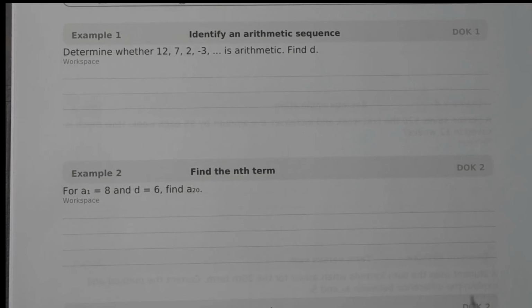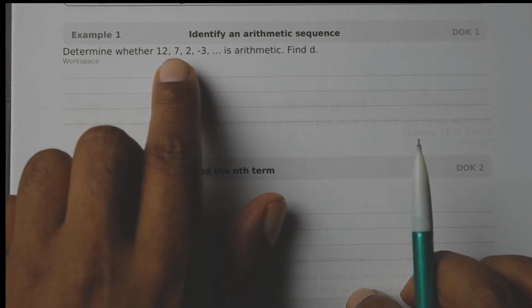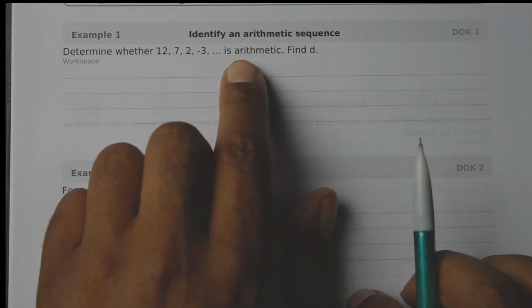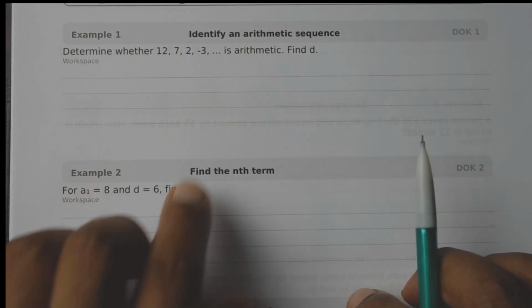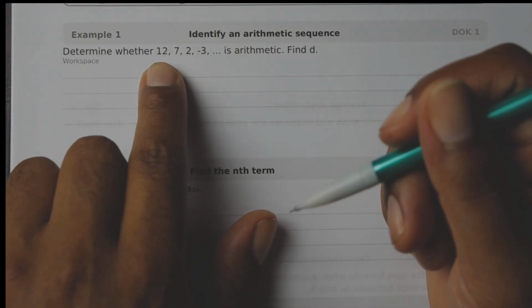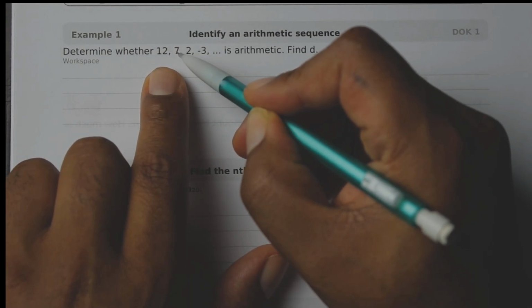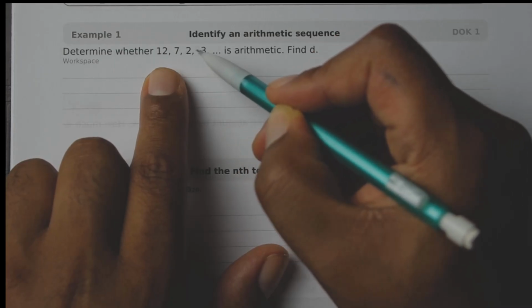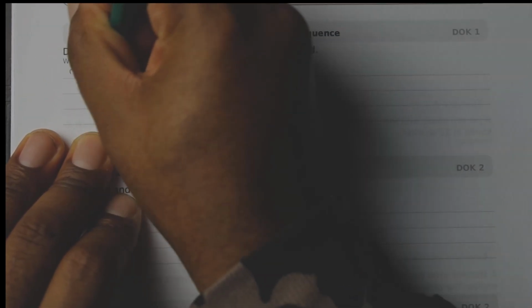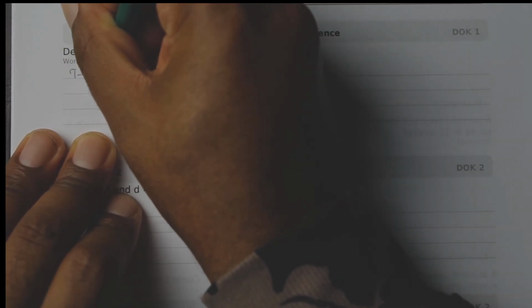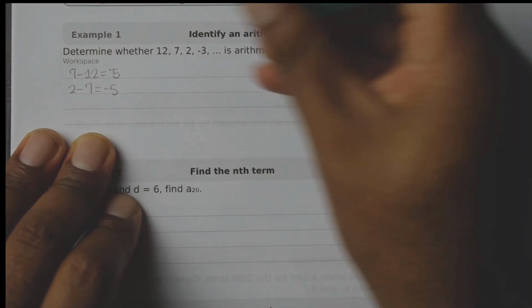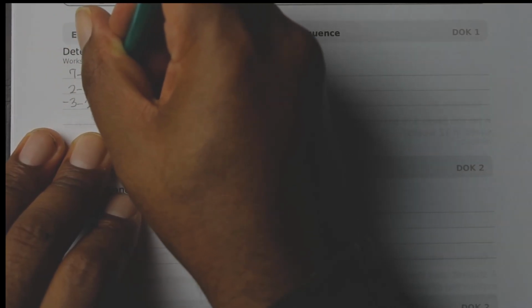So example number one, we have these values: 12, 7, 2, -3, and this is arithmetic, so we need to find d. First of all, let's find the common difference. What we're going to do is take 7 subtract 12, 2 subtract 7, -3 subtract 2. So let's go ahead and do that first. 7 minus 12 is -5. 2 minus 7 is -5. -3 minus 2 is -5.